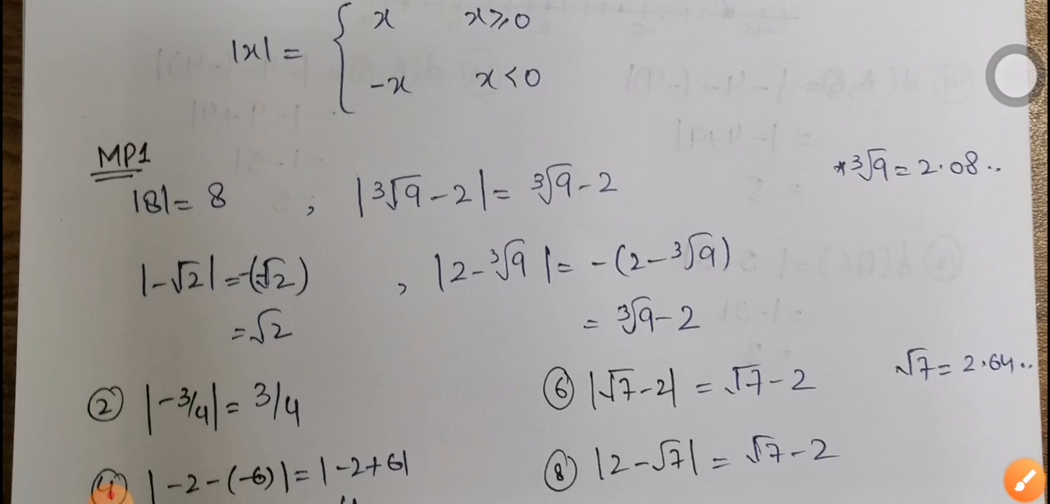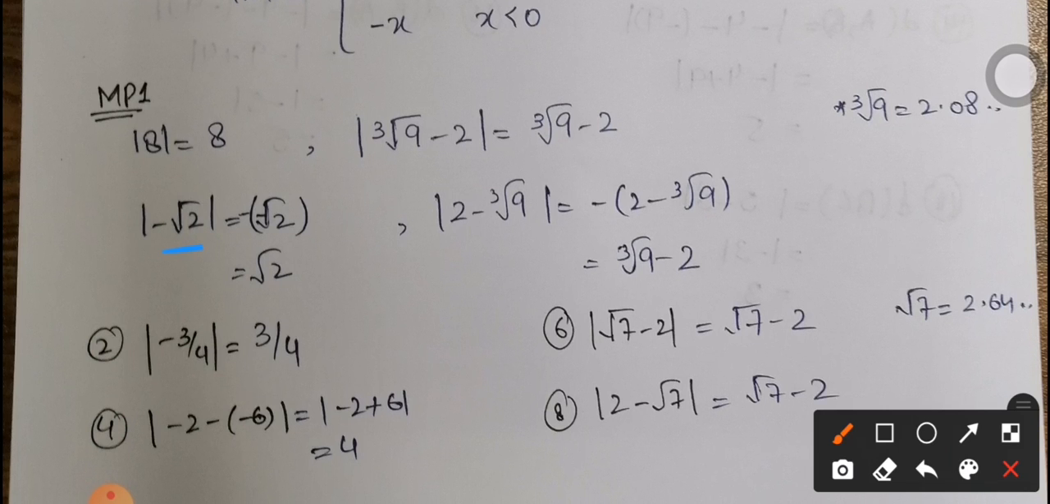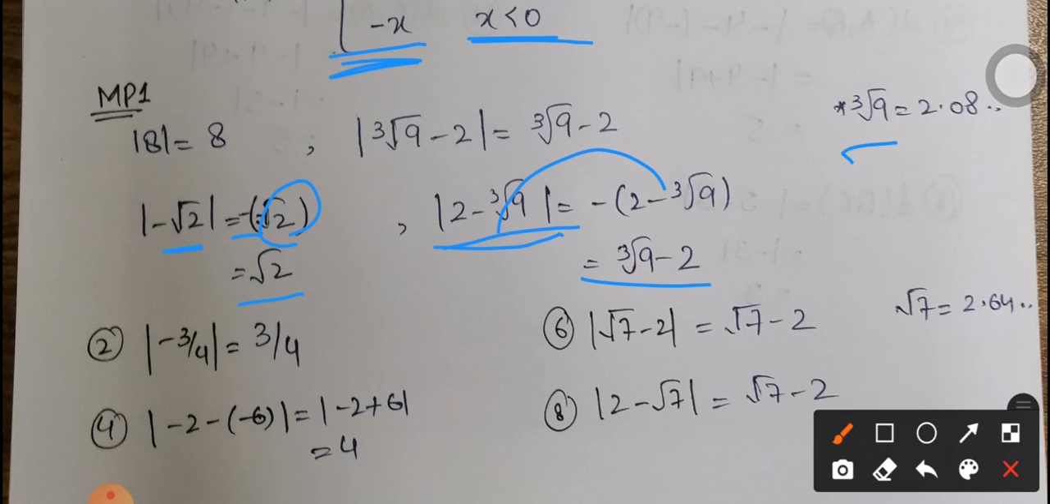Next we have the mod or absolute value of negative times of square root of 2. For negative, that is x less than 0, it is equal to minus times of x. So negative times of the value will be the square root of 2, positive. Then we have 2 minus cube root of 9. We have discussed that the cube root of 9 is greater than 2, so 2 minus cube root of 9 is going to be a negative number, and for negative we have negative times of x. So negative times of the expression is going to be cube root of 9 minus 2.